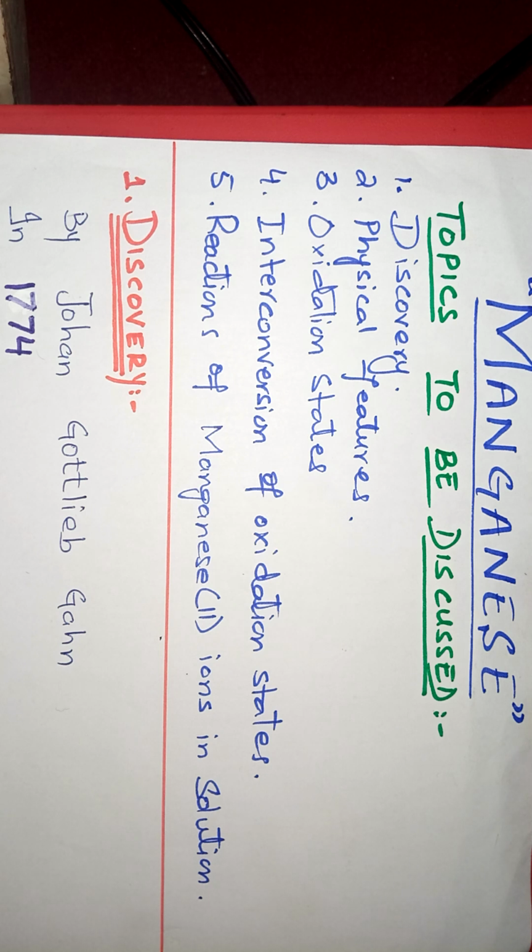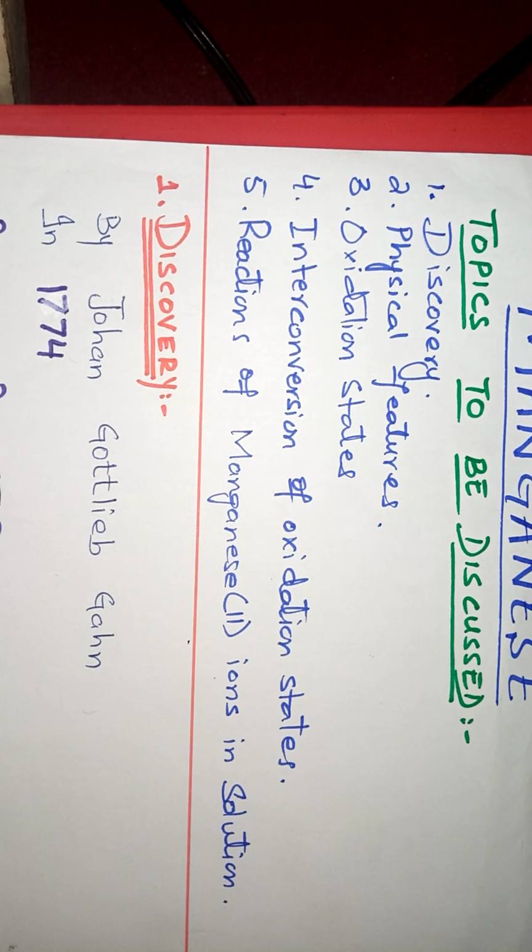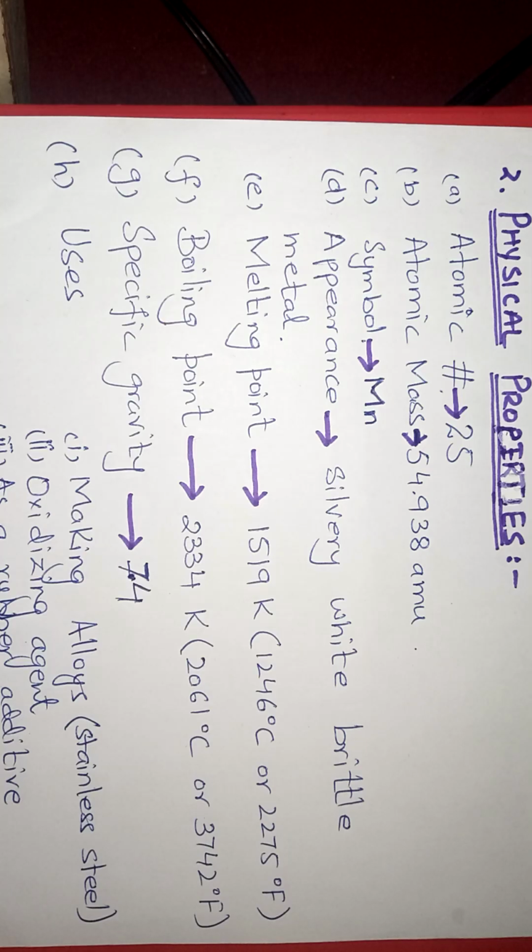Let's start from discovery. Manganese was discovered by John Gottlieb Gahn in 1774. Now, the physical properties of manganese. Manganese has atomic number 25. Its atomic mass is 54.938 mu. Its symbol is Mn. It appears like a silvery white brittle metal.